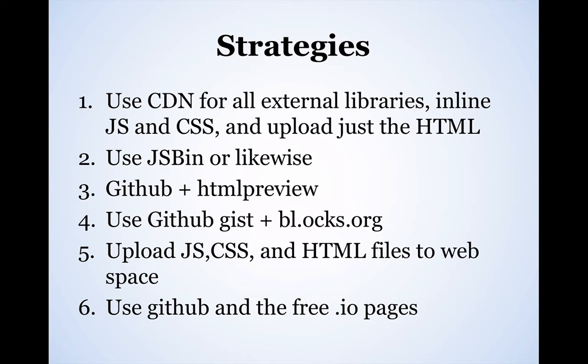stuff everything into one HTML file. You use content delivery networks for the external libraries, and then inline your JavaScript and your CSS and your data, and then you just have one file. Pretty shareable. You could use JavaScript bin, or there's a bunch of other services like this. You could use GitHub and a master branch in combination with a service like htmlpreview. You could use GitHub Gist and blocks.org. This is what Mike Bostock uses to host visualizations that he demos, and he maintains the site. He's the developer of D3 JavaScript.